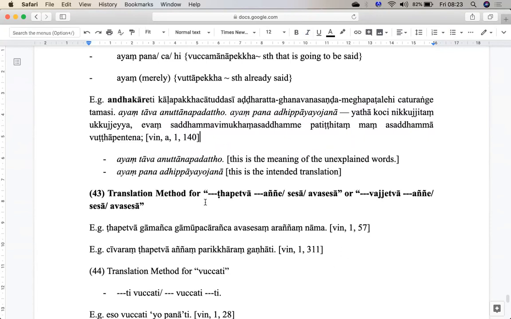So, and the next, translation method for the Tabidawa Inye or Tabidawa Sesa or Tabidawa Awa Sesa. Tabidawa means leaving aside. Leaving aside, not included. Put aside. Wujiddawa also means having. Sorry, Sayadaw.